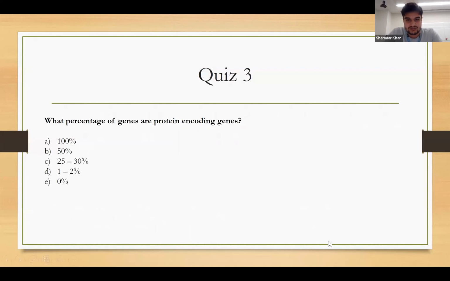Another thing I wanted to ask, out of interest: does anyone know what percentage of the genes, out of those 20,000 genes, are actually protein encoding genes?